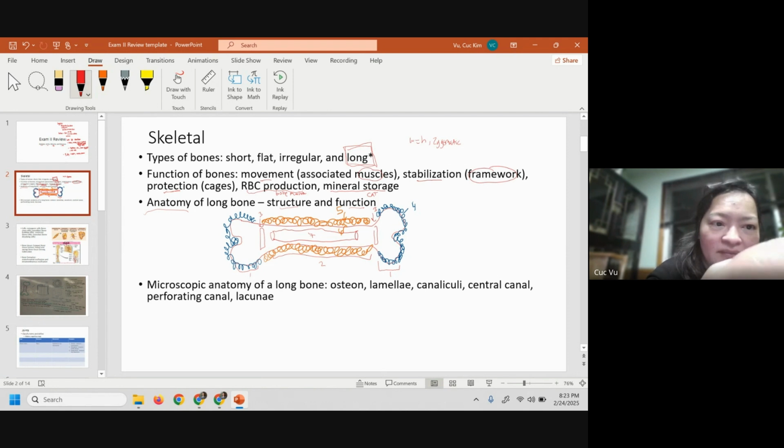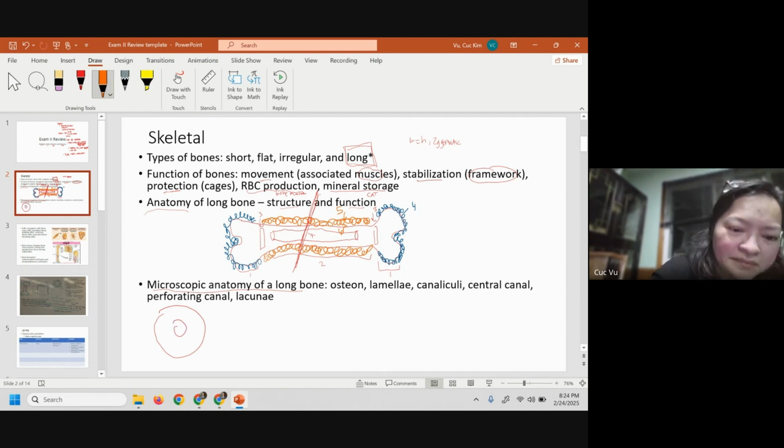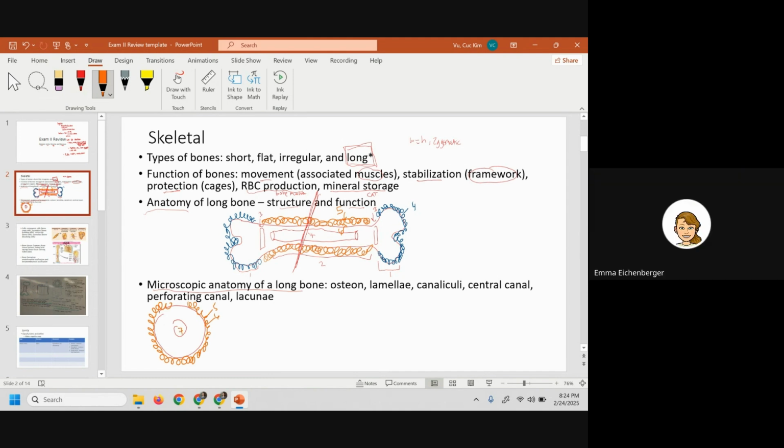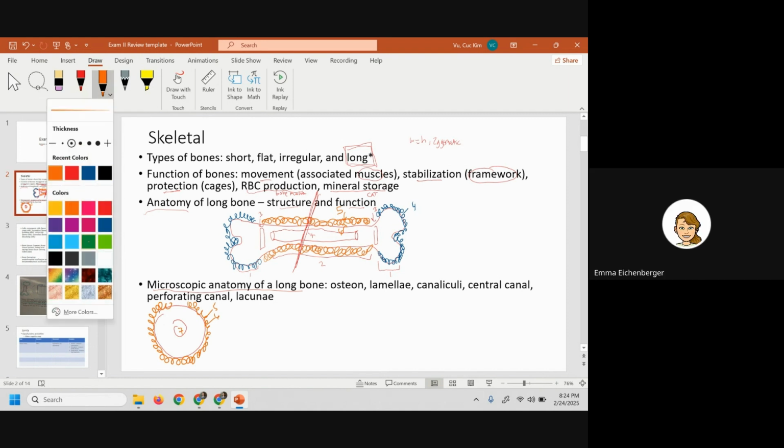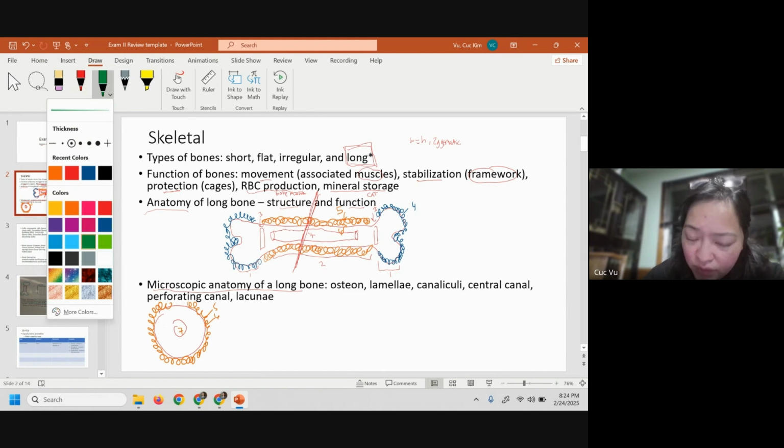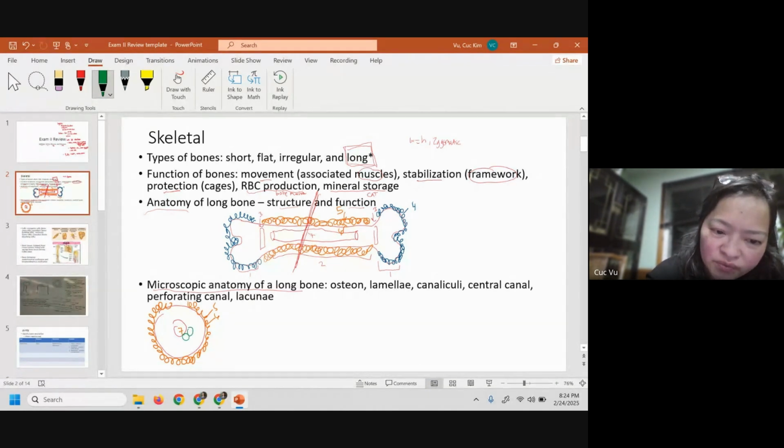Now, if I took a knife and sliced it in half like this, that's what's going to allow us to look at the microscopic anatomy of a long bone. So I'm going to try to draw a slice of it right here. This orange is still the same, so that's the 5 and 6, the periosteum and endosteum, which makes this number 7. What's number 7 again? Medullary cavity. Perfect. Then within the diaphysis surrounding the medullary cavity, you'll see these smaller tubes.